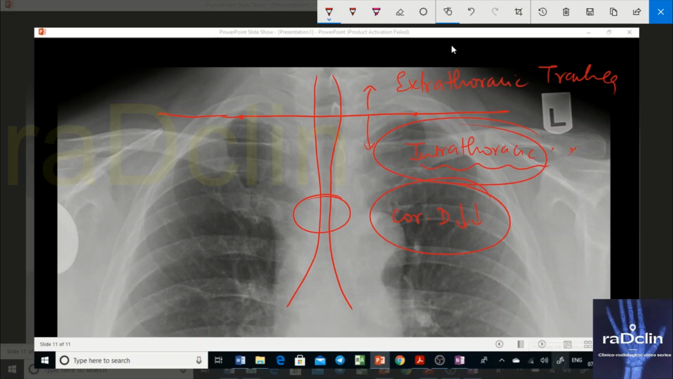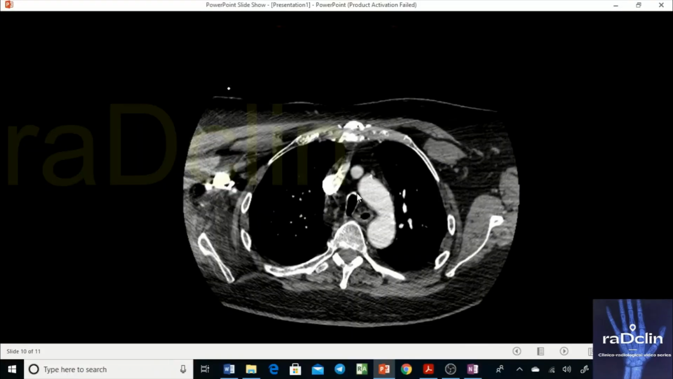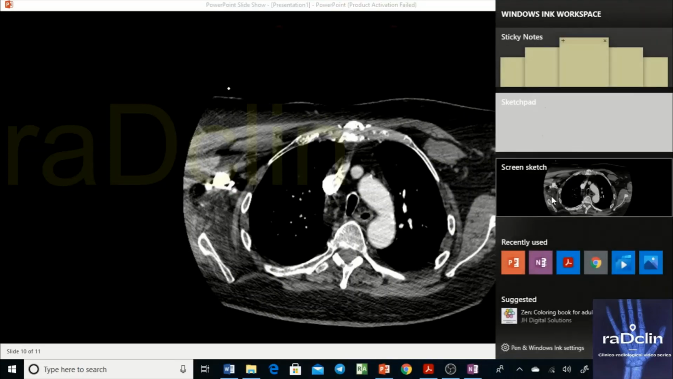And on CT scan, this patient is showing what? AP diameter to be increased and coronal diameter to be decreased. So what is this entity that we are dealing with? Okay, so remember this thing.